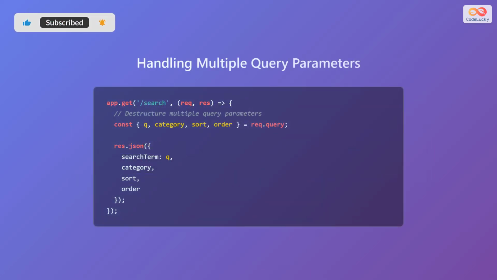You can easily handle multiple query parameters by destructuring the request.query object. Here's how. We define a route for /search. Inside the route handler, we destructure the query, category, sort, and order parameters from request.query. These parameters are then sent back in a JSON response. This approach makes your code cleaner and easier to read when dealing with multiple query parameters.